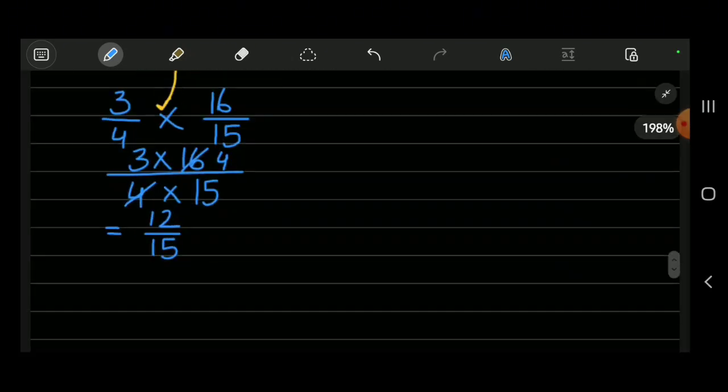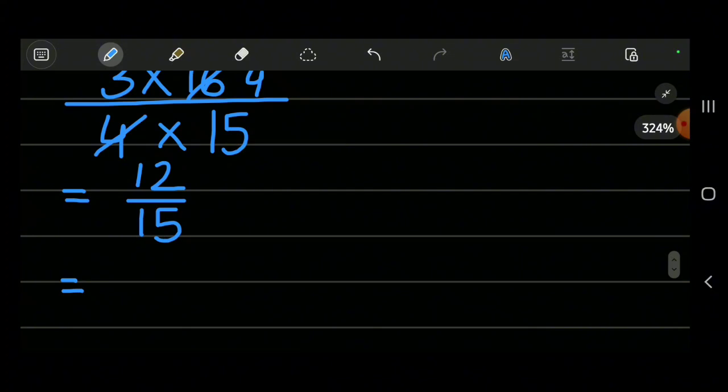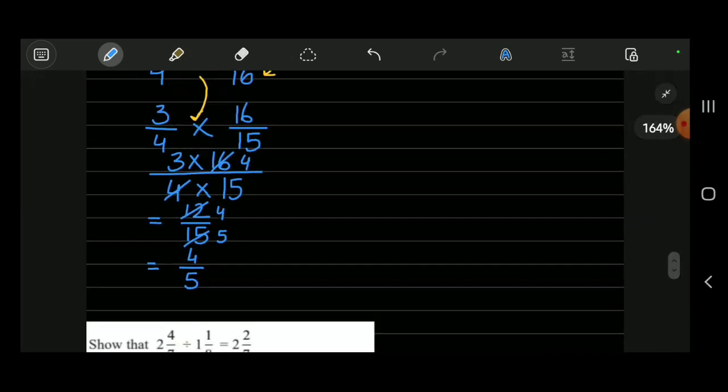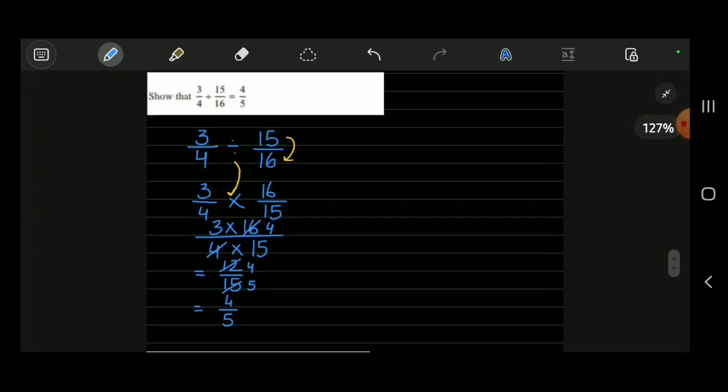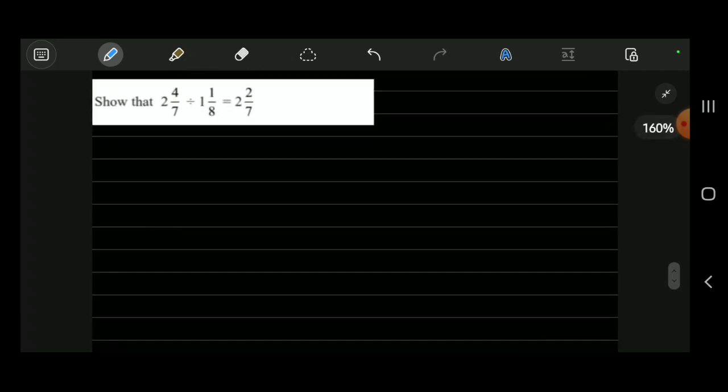Okay, is this the correct answer? No, because it is further simplifiable. 3 times 4 is 12 and 3 times 5 is 15. So 4 over 5. Okay, this is it.